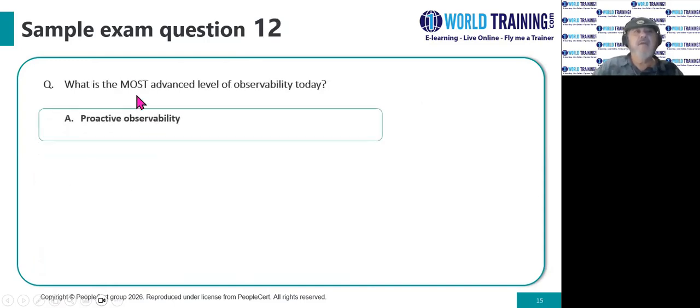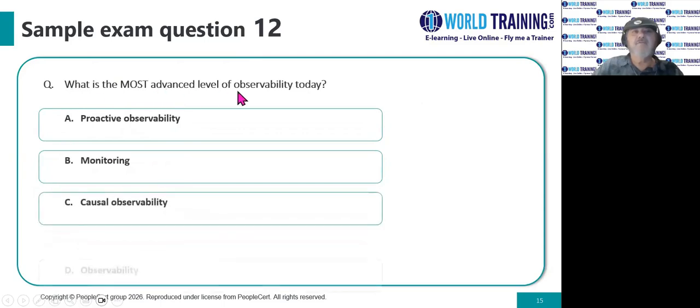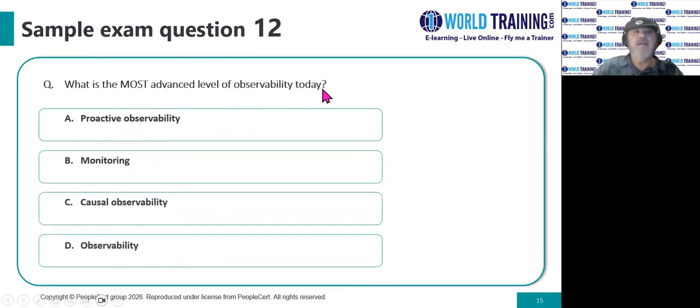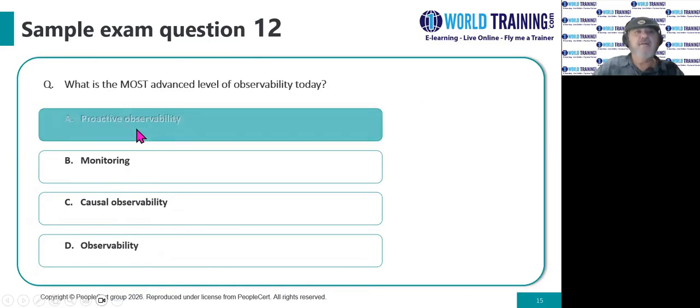Yeah. Question 12, what is the most advanced level of observability today? Proactive observability, that's certainly advanced. Monitoring is not. Causal availability is like level 3, and observability is like level 2. So the best answer is A, proactive observability.